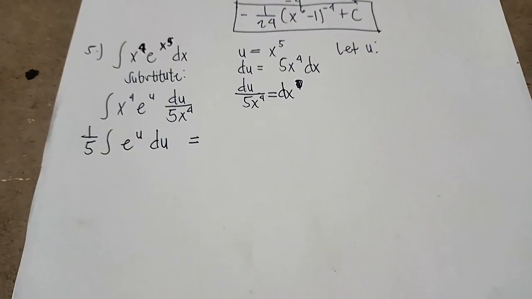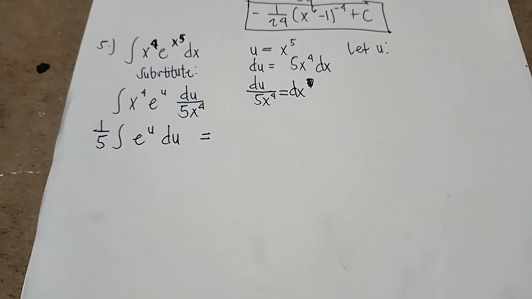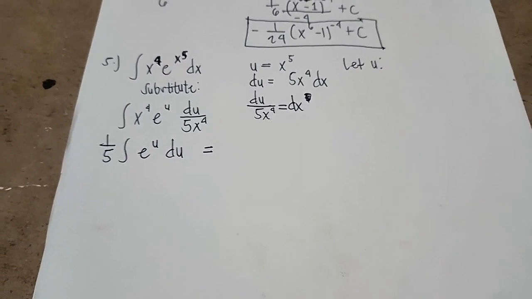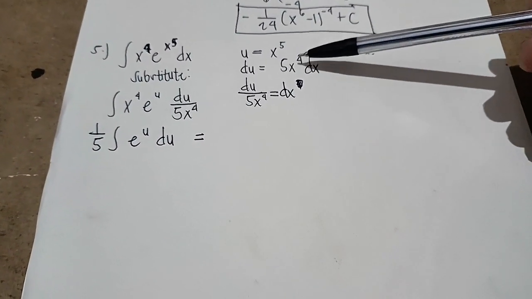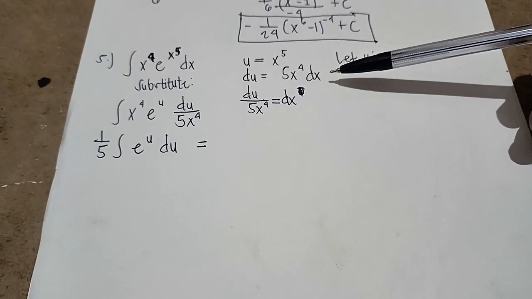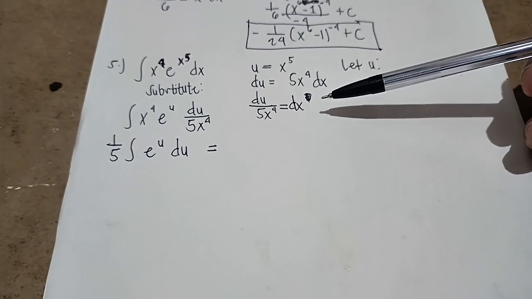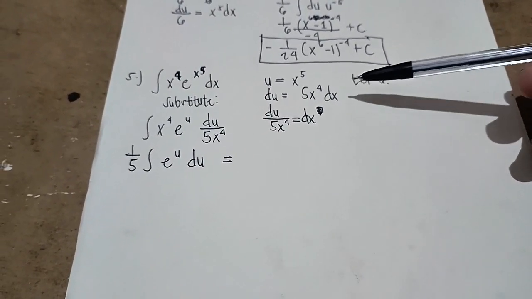Okay, our example number 5, which is the integral of x to the power of 4 times e to the x to the power of 5 dx. So first, we're going to let u be x to the power of 5. So derivative of both sides, we have du is equal to 5x to the power of 4 dx. Then to cancel out 5, divide both sides by 5x to the power of 4.